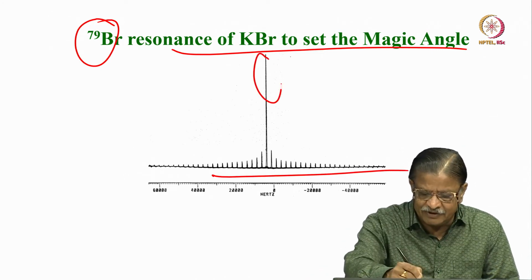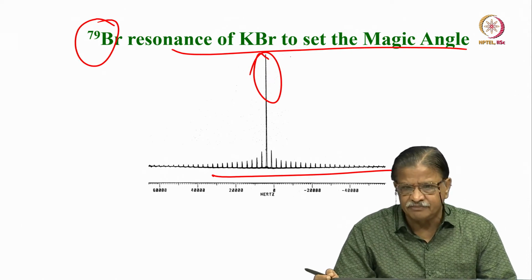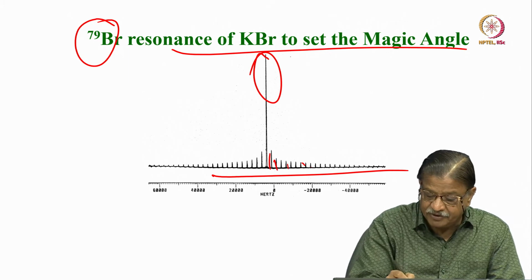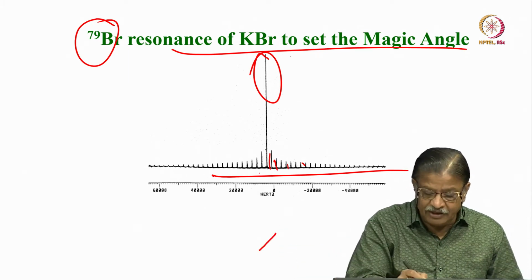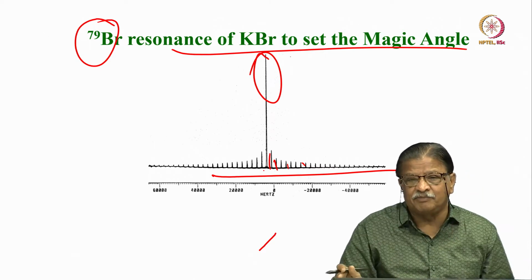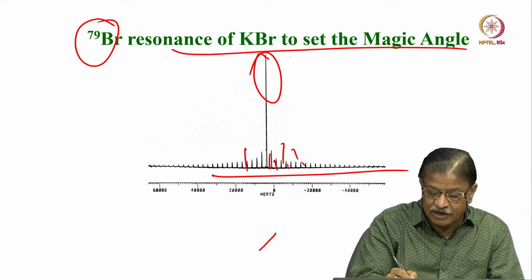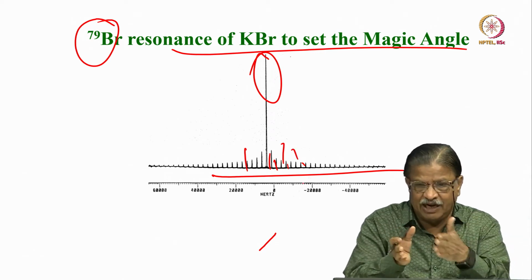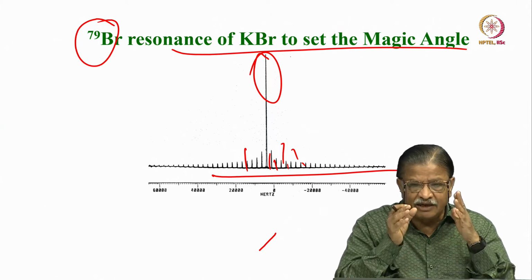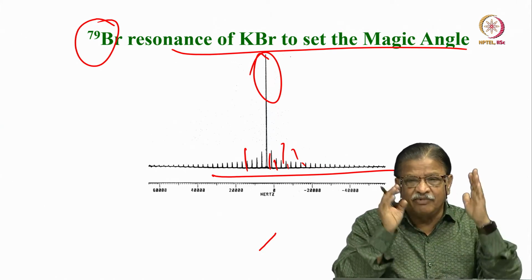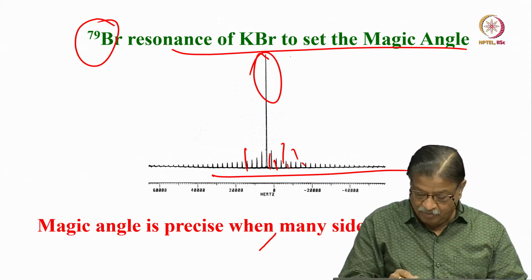This is the central frequency corresponding to bromine-79 resonance of potassium bromide, and these are all side bands. Okay. The larger the number of side bands, the more accurate you are with respect to spinning speed. If only a few side bands are there when you are spinning at a moderate frequency of 3 or 4 kilohertz in potassium bromide, then you can be rest assured you are very much off from the magic angle. So this is important.